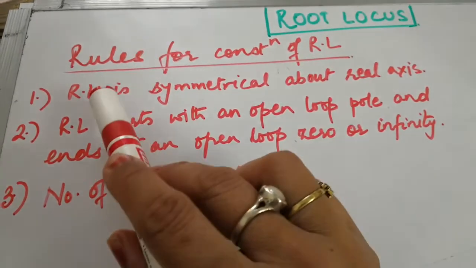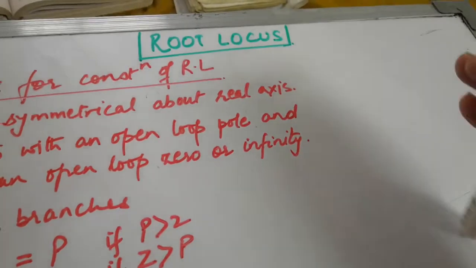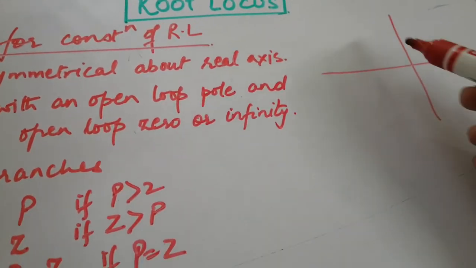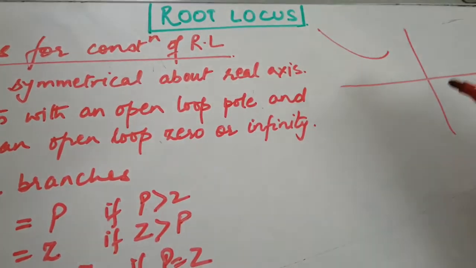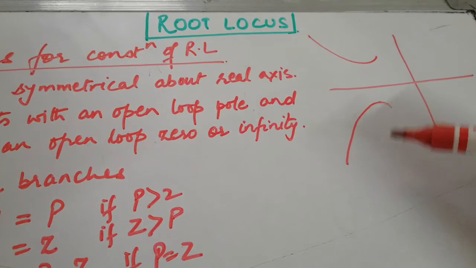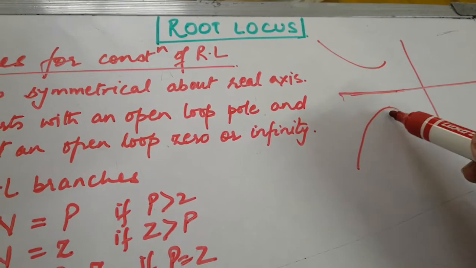So the first rule is that root locus is symmetrical about the real axis. It simply means that whenever we draw our root locus, whatever is above the real axis, the same mirror image will be there below the real axis. So it is always symmetrical about the real axis, only the real axis, right?